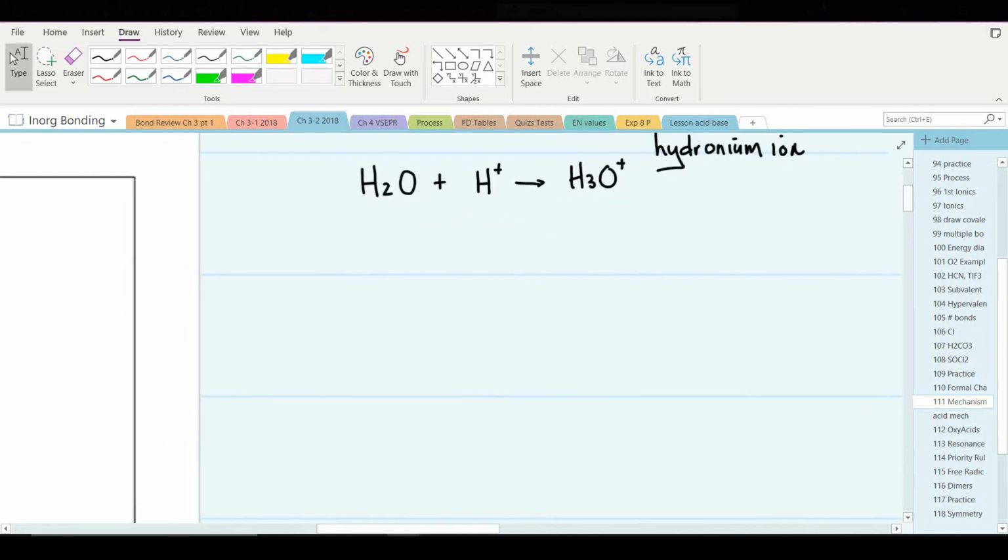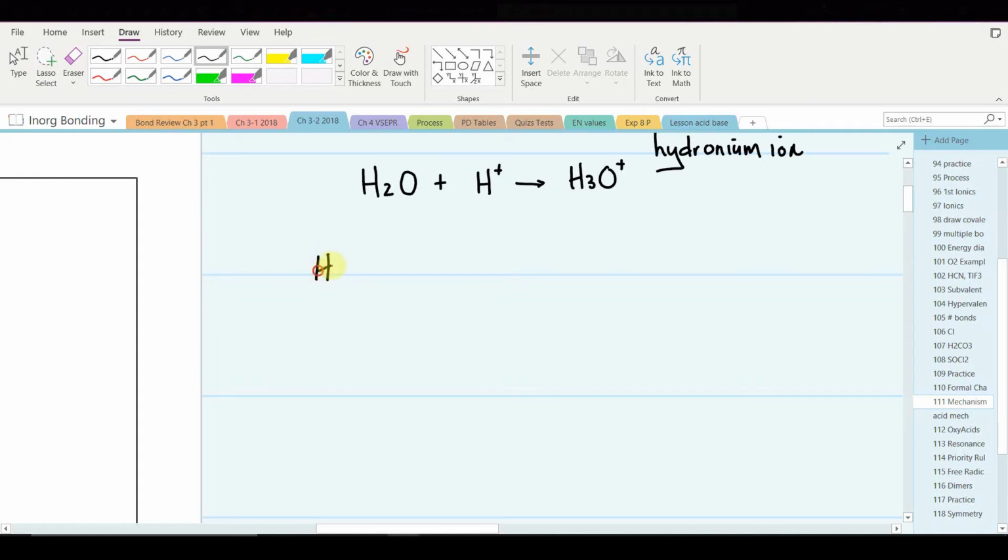We'll draw the Lewis structures and we'll start to understand how. So here's a molecule of water. Oxygen has 2 single bonds and 2 non-bonded pairs of electrons. Here's the H+, it has no electrons.